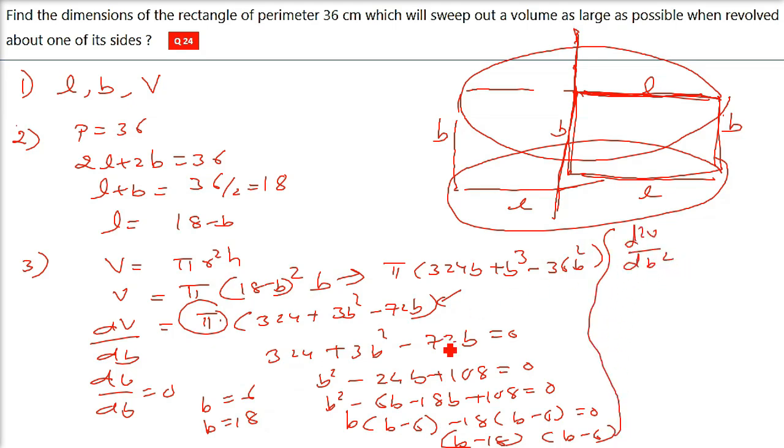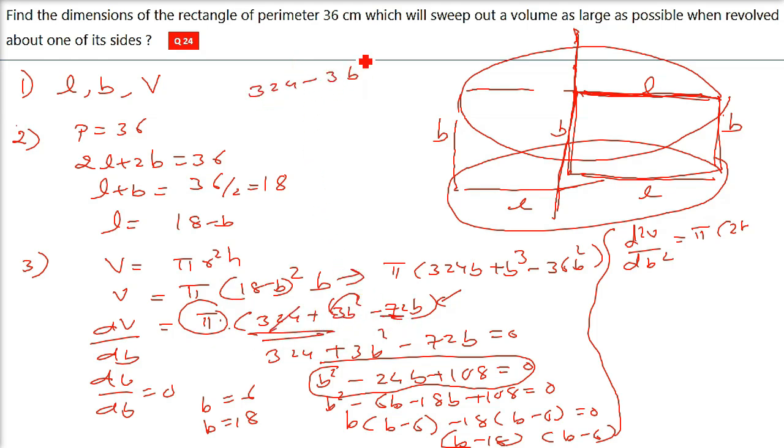So the fourth thing we have to do here is d2v by db square. You already know dv by db. Now you are going to differentiate it. When you differentiate it, you will get an expression, and in that expression you have to first replace b by 6. The other time you have to replace b by 18. After replacing 6 and 18, you will see whether it gives you a negative value or a positive value. Because as large as possible means you need to get a negative value. That is important here, negative value.